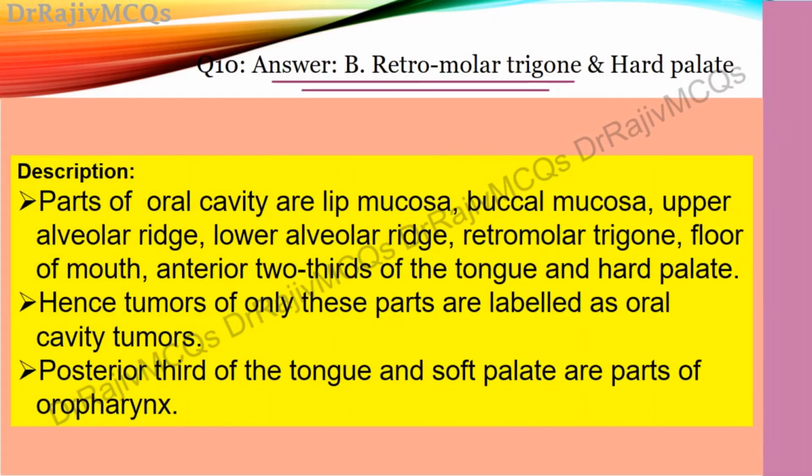The correct answer in question number 10 is option B. The oral cavity is divided into a number of parts for the purpose of cancer staging. These are lip mucosa, buccal mucosa, upper alveolar ridge, lower alveolar ridge, retromolar trigone, floor of the mouth, anterior 2/3 of the tongue, and hard palate. Hence, tumors of only these parts are labeled as oral cavity tumors.